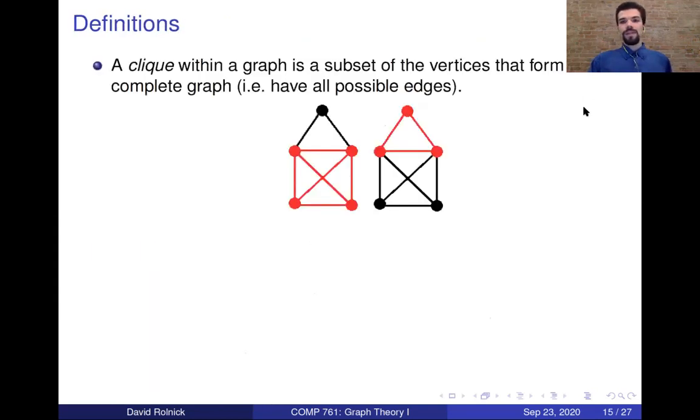So some more definitions. A clique within a graph is a subset of the vertices that form a complete graph, i.e. they have all the possible edges. So here are 2 cliques. This is a graph with one clique in red, and here is the same graph with another clique in red, and these are 2 actually overlapping cliques. This edge would itself also be a clique. It would be a 2-vertex clique.